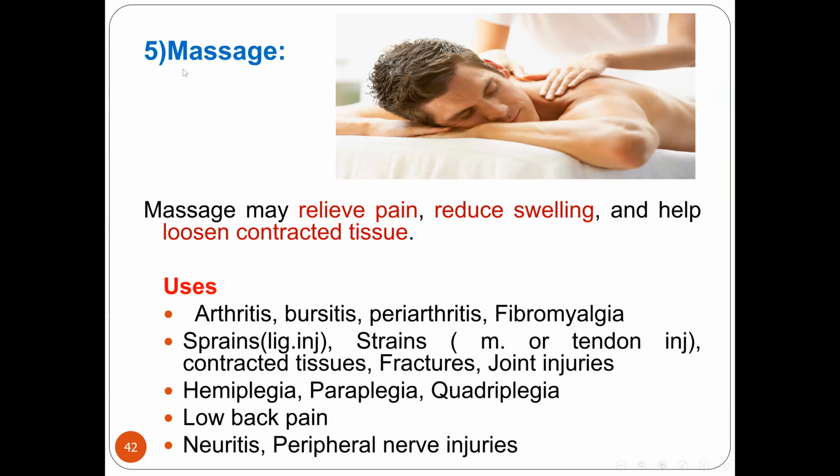Fifth one is massage. What's the mechanism of massage? Massage relieves the pain, reduces the swelling, and also loosens the contracted tissues. What are the main indications? Main indications are arthritis, bursitis, periarthritis, fibromyalgia, sprain, which is ligament injury, and strains, which is injury to the tendon or muscle, contracted tissues, fractures, joint injuries, hemiplegia, paraplegia, quadriplegia, low back pain, neuritis, and peripheral nerve injuries.